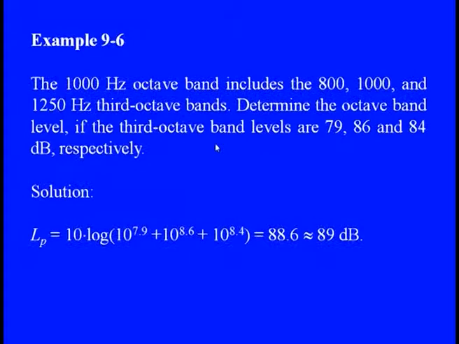Now here, 10 to the power 7.9, since the third octave bands are 79, 86 and 84. So we have 10 to the power 7.9 plus 10 to the power 8.6 plus 10 to the power 8.4, and when we calculate this, it is nearly equal to 89 dB.